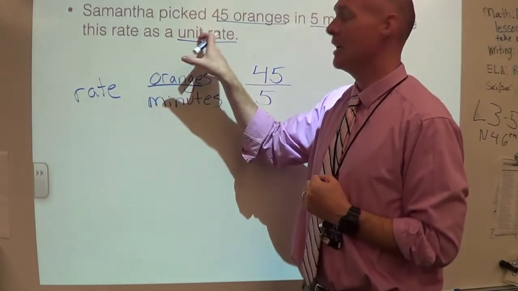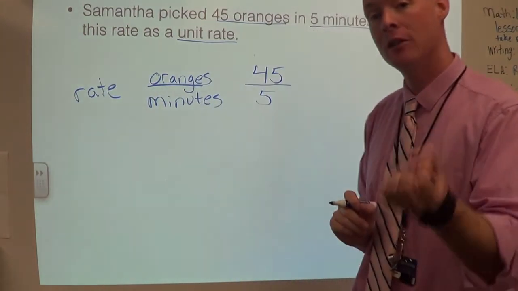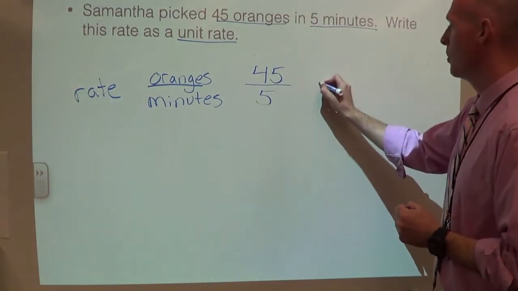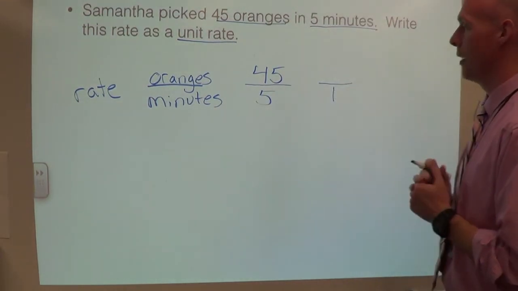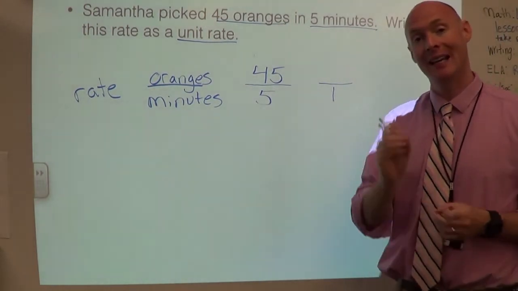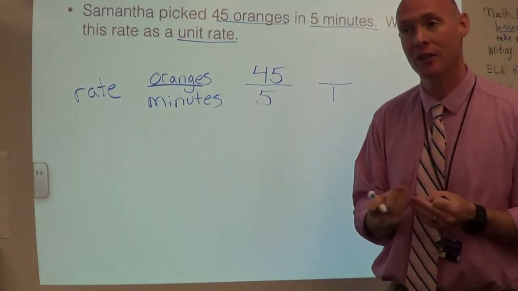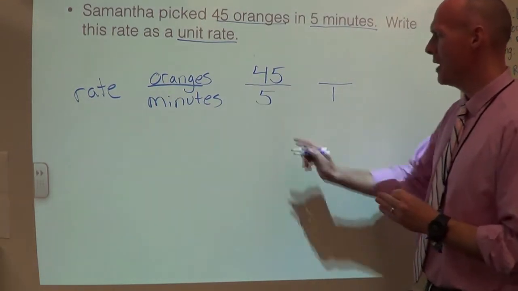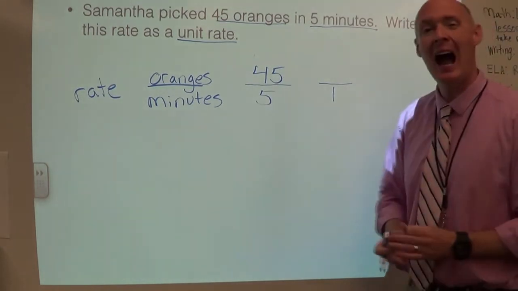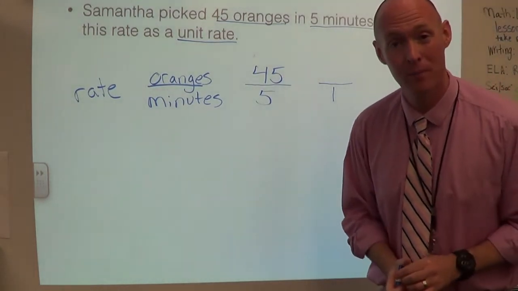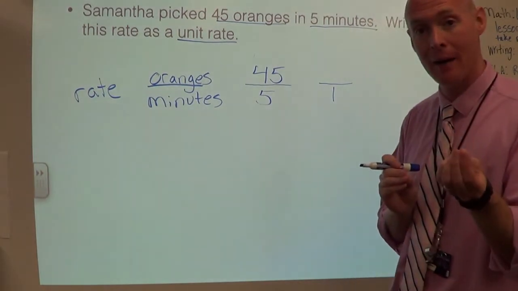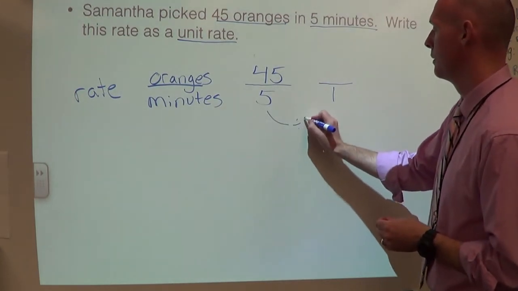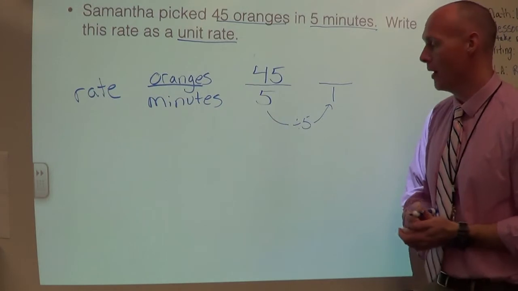Write this rate as a unit rate. Okay, if we go back to our definitions, we remember a unit rate has a denominator of 1. So we're going to put our denominator as 1. Now if you think about reducing fractions, think about what number can go into both. Now, 5 to 1. How can I get 5 to 1? What number can I divide 5 by? 5 divided by 5 will get me to 1.